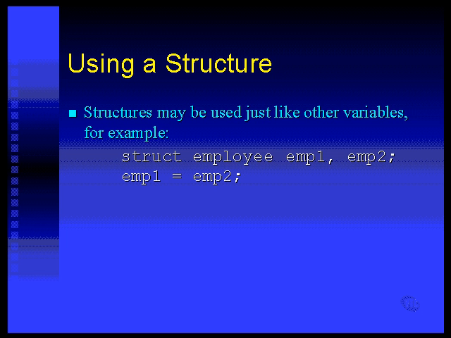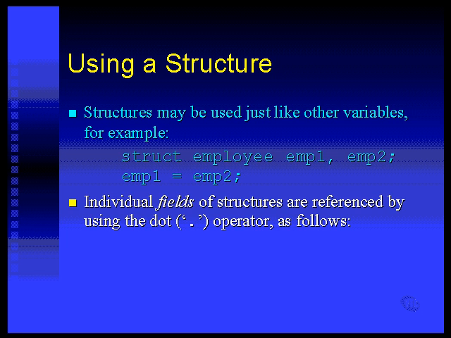And you can assign one to the other as you might expect. If you want to access the individual fields of the structure, you do that by using the dot operator, and this is how it looks. You might say emp1.age equals 34. Remember that age is one of the fields of the structure that you created earlier. So let's go and have a look now at some code example for that.